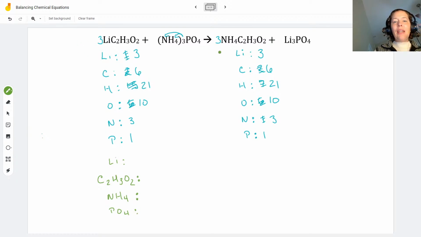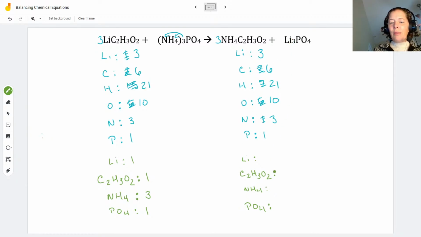So I have, again, ignore my blue numbers for now, pretend we've still got a blank equation here that's not balanced. So for lithiums, I would have 1. For acetates, I had 1. For ammoniums, I would have 3, and phosphates, I would have 1. So same thing on the product side. Again, I'm going to keep it in the same order. Acetate, ammonium, and phosphate.